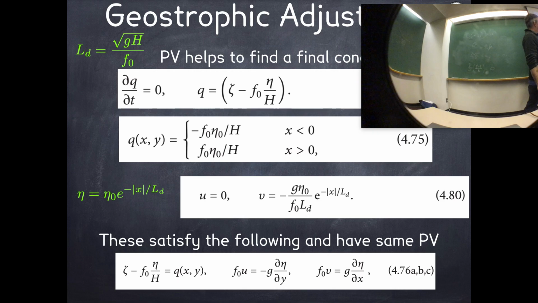So how can I manipulate the deformation radius to make the amount of leftover geostrophically adjusted part weaker? How do I make this V smaller? I can make the layer thicker, which makes the deformation radius bigger, which makes the decay scale longer, but it also makes this coefficient smaller. So thinking through how that works is something that's useful to do.